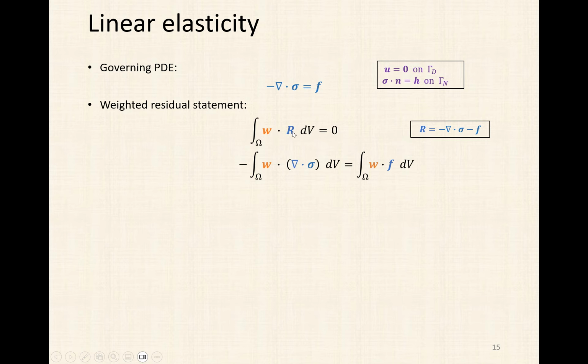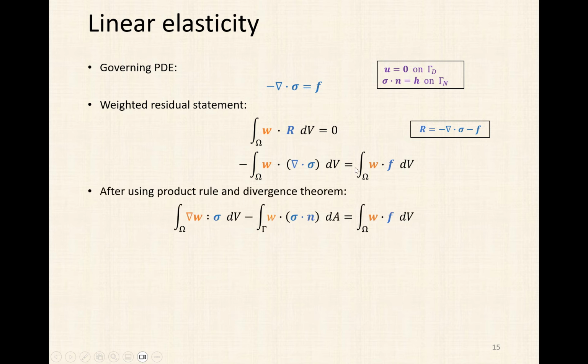And then we substitute for R. Okay, and then we split the integral, we have this expression. Next we take the product rule and then apply the divergence theorem. So if we apply, we get this expression here. This double colon is the contraction operator. Here sigma is a second order tensor, and del w, here w is a vector and del w becomes again a second order tensor. Since we have tensors, we need the contraction operator. This is like a dot product but for second order tensors.